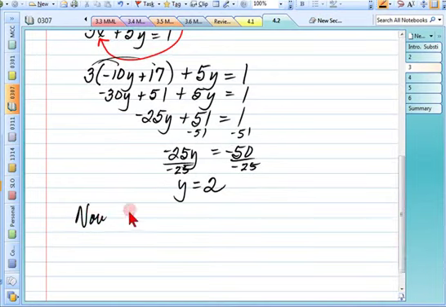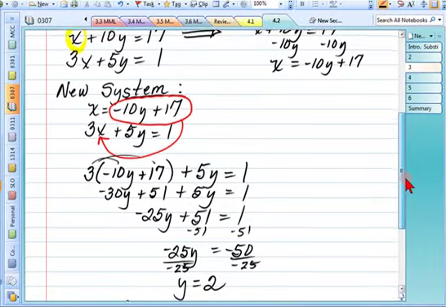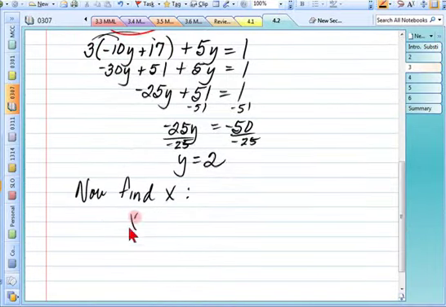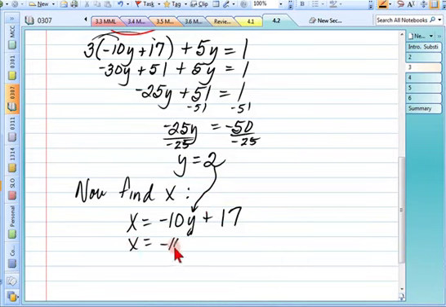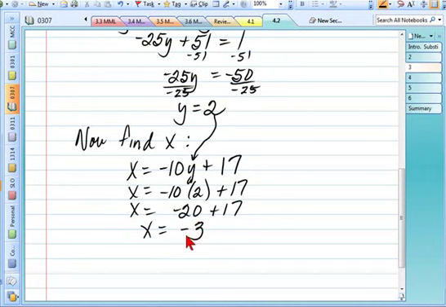Now, find x. Well, look back. What am I going to use? I'm going to put x equals negative 10y plus 17. Put in the 2. And I've got x is equal to negative 10 times 2 plus 17. X is equal to negative 20 plus 17. So what is x? Negative 3?